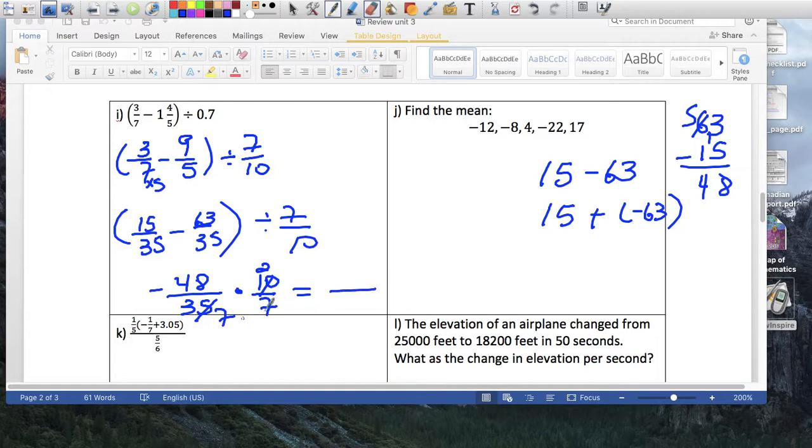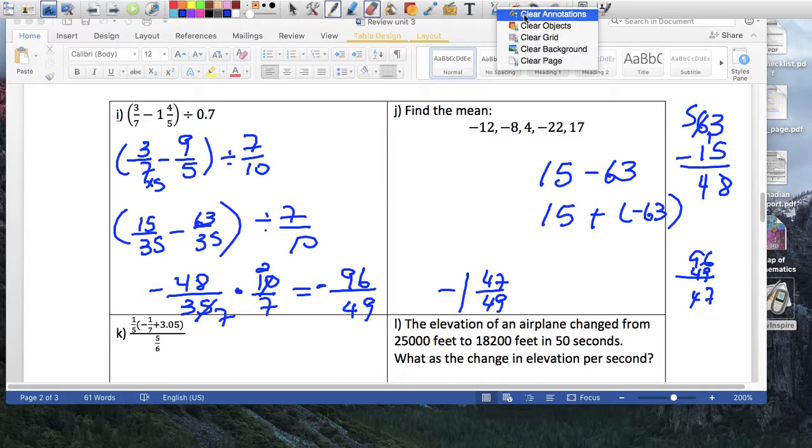I think that's it. 7 times 7 at the bottom is 49, and 96 on top, I think. Yes, no, yes, but negative. Okay. If you change that to a mixed number, 49 goes into 96 one time, and then you have a lot left over. 16 minus 9 is 7. 8 minus 4 is 4. So 47 over 49, but all that negative.